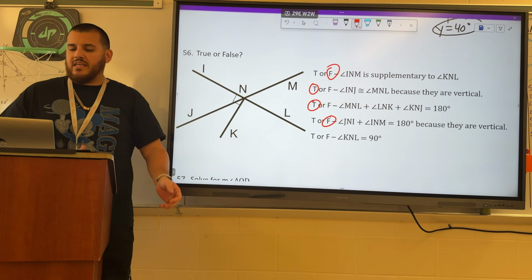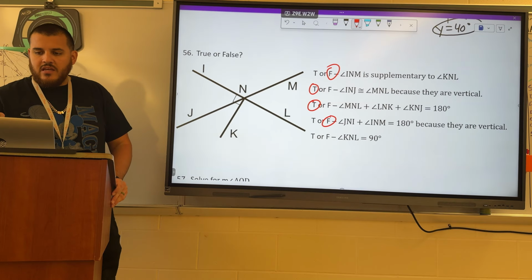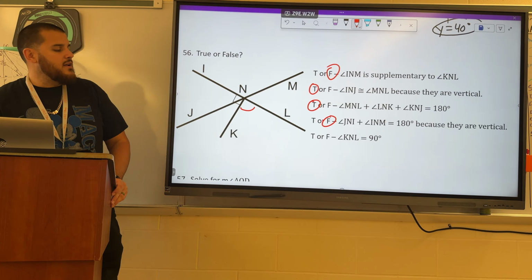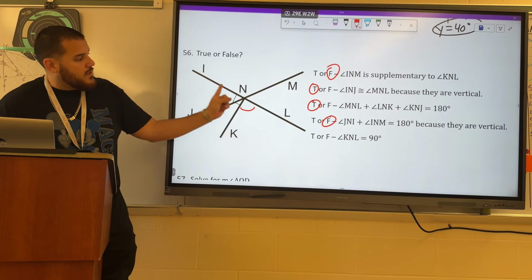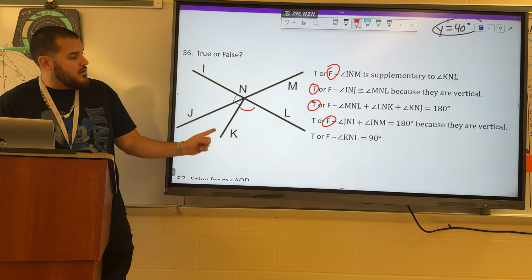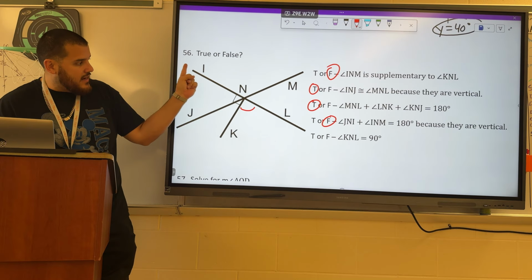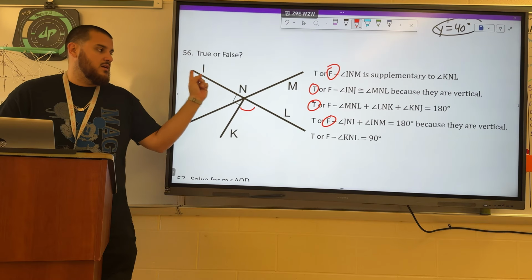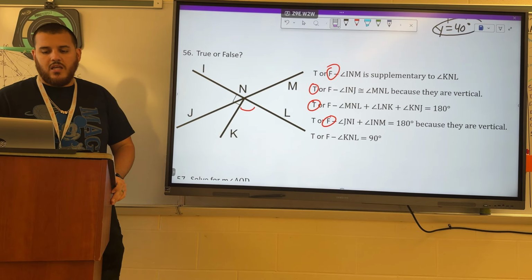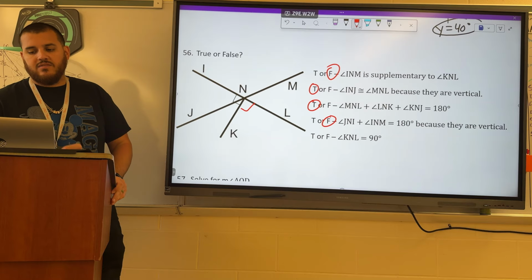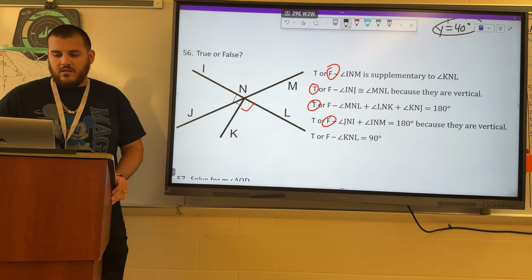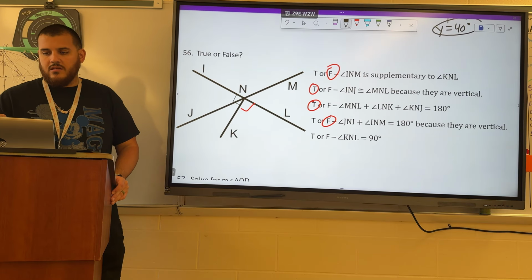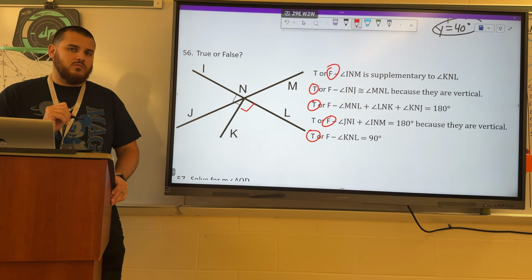Last one says KNL is 90 degrees. KNL is this angle right here. And notice that on completing the straight angle INL, on the other side of KNL is KNI, which is 90 degrees. And since straight angles are 180, this angle does also have to be 90 degrees to give me that 180 there. So that is true.